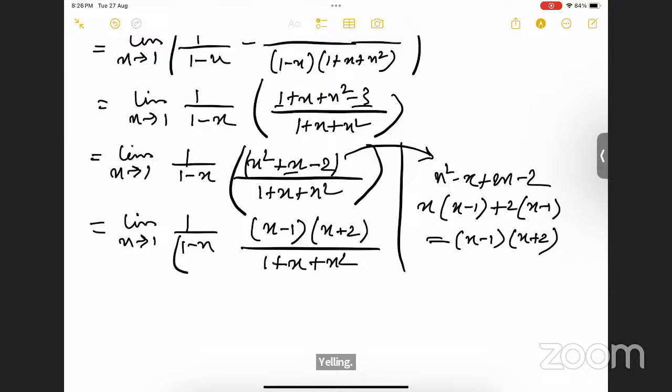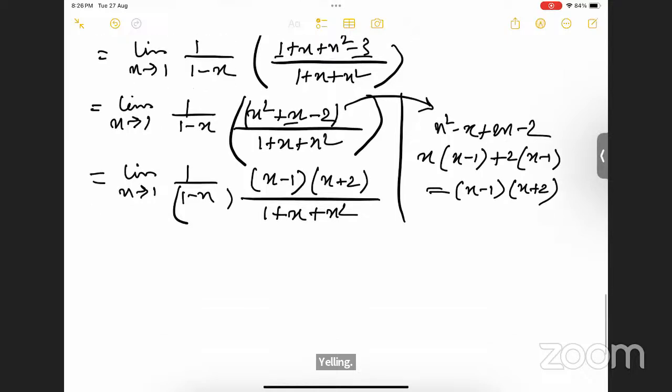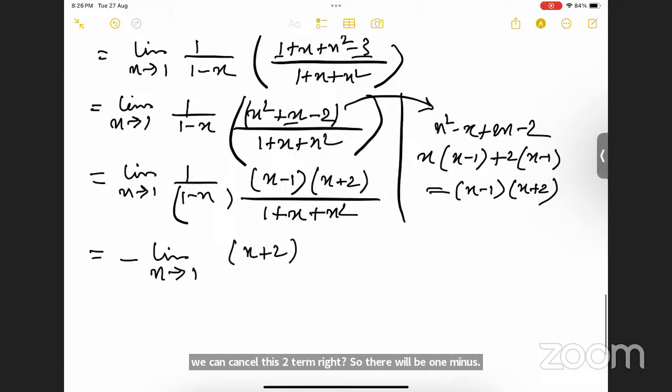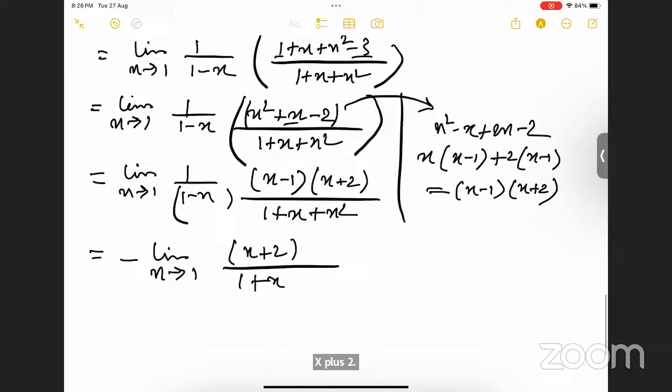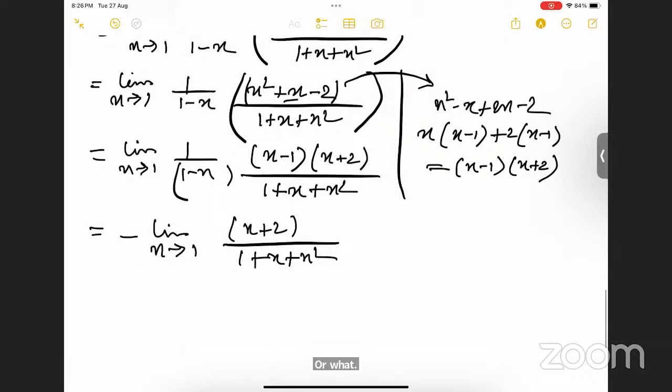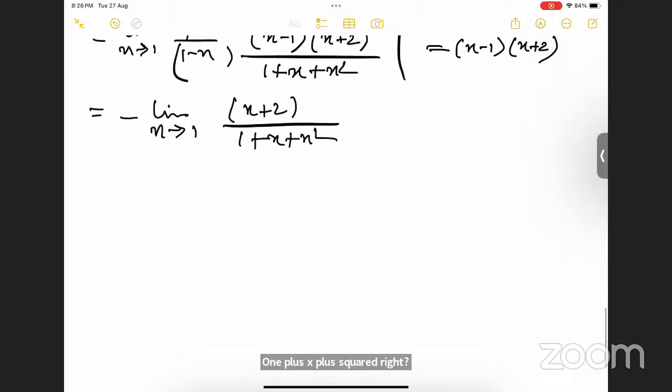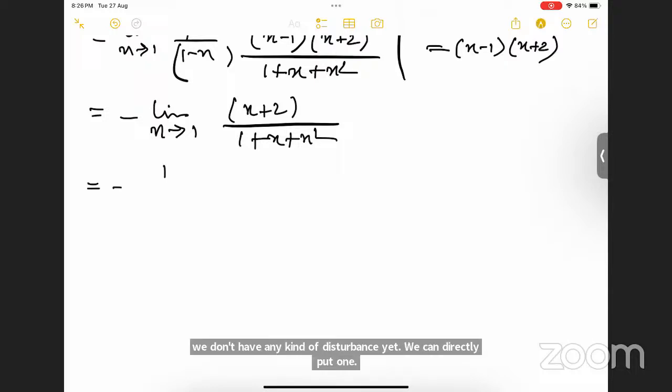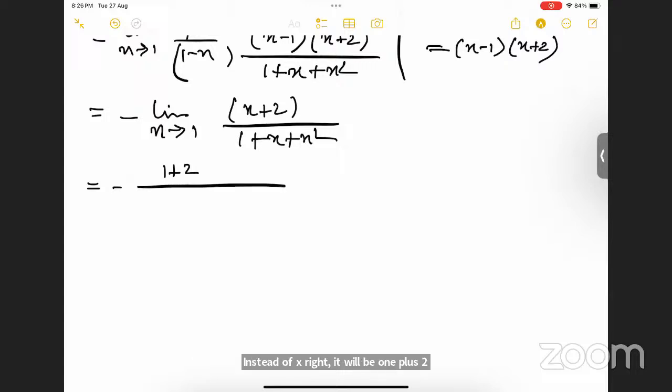Then we can cancel this term out, right? So there will be the limit as x tends to 1 of x plus 2 over 1 plus x squared, right? Now we don't have any kind of disturbance here. So we can directly put 1 instead of x, right? So it will be 1 plus 2 over 1 plus 1.